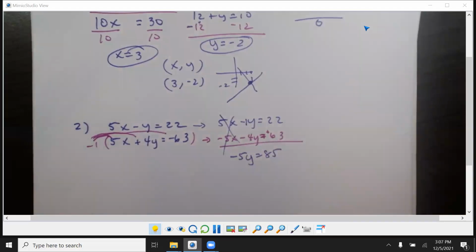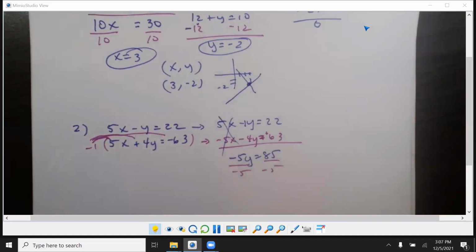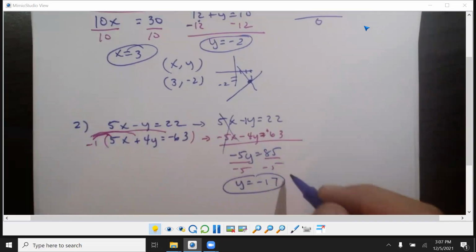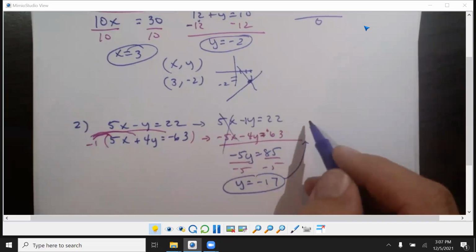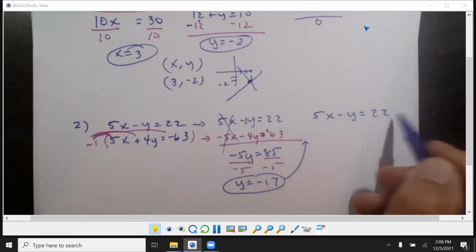All right, so now I'm going to divide both sides by -5. And then y equals -17. So that's my first one. Now, again, I'm going to take this and plug it into one of these. It doesn't matter. I'll pick the first one just so we can see it.